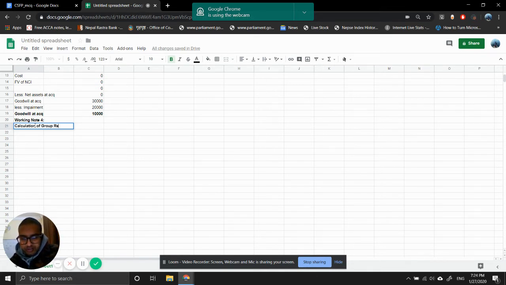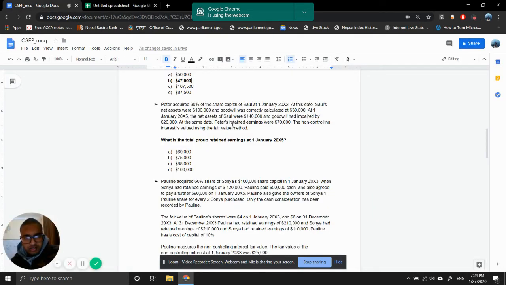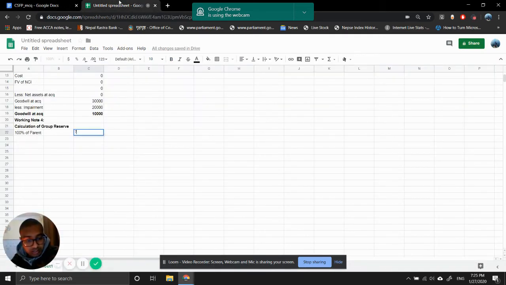So group reserves, how do we calculate this? Is that 100% of parent. That's why this figure is given over here. See, Peter's retained earning. Peter is the parent, right? So its retained earning is 70,000. That's why the figure is given, because we need it over here right now. So after that, share of profit, share of post acquisition profit of subsidiary.